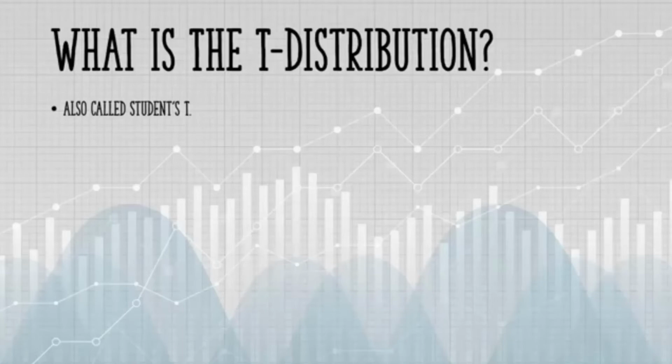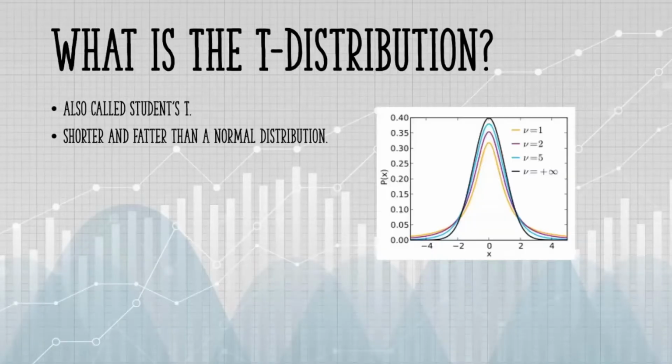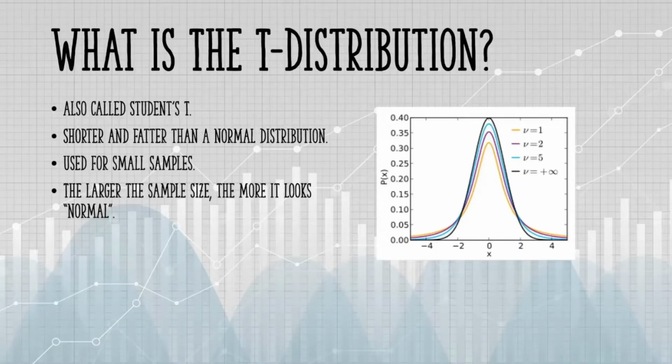The t-distribution, called student's t-distribution, is a family of distributions that look almost identical to the normal distribution curve. It's a bit shorter and fatter than the normal. It's used instead of the normal distribution when you have small samples. The larger the sample size, the more the t-distribution looks like the normal distribution.